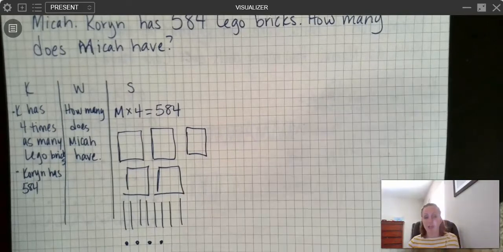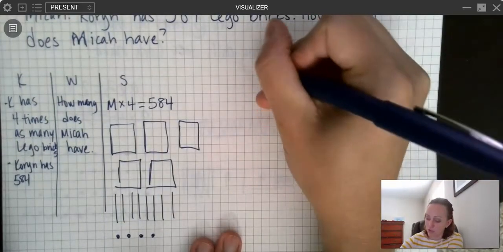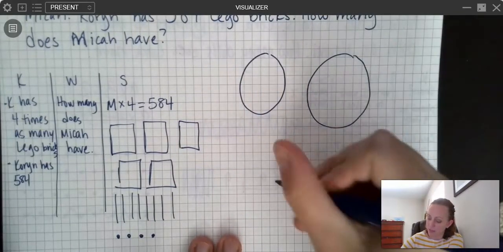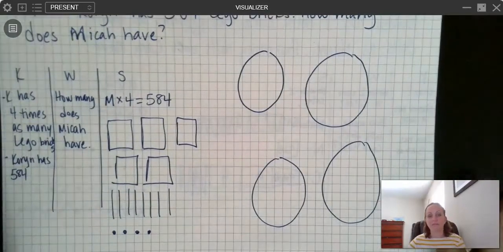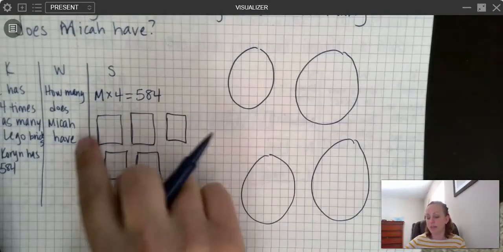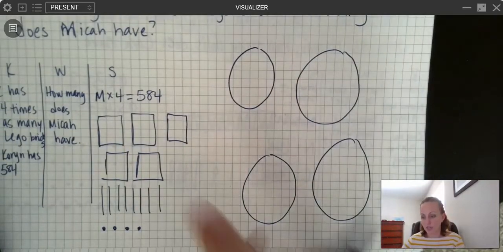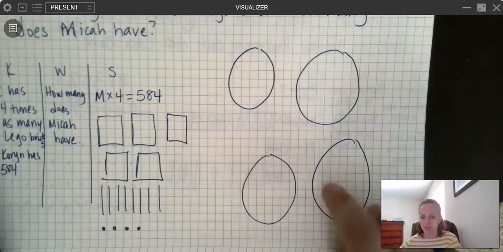Okay. Now I know that there's 4 groups, right? I'm splitting this into 4 groups. So I have 1, 2, 3, 4. I probably should have drawn my groups a little bit bigger. All right. And now I'm going to distribute these, because that's what division is, right? It's distributing something among groups. So these are the Lego bricks, and I'm going, here's some for you, here's some for you, here's some for you, here's some for you, right?